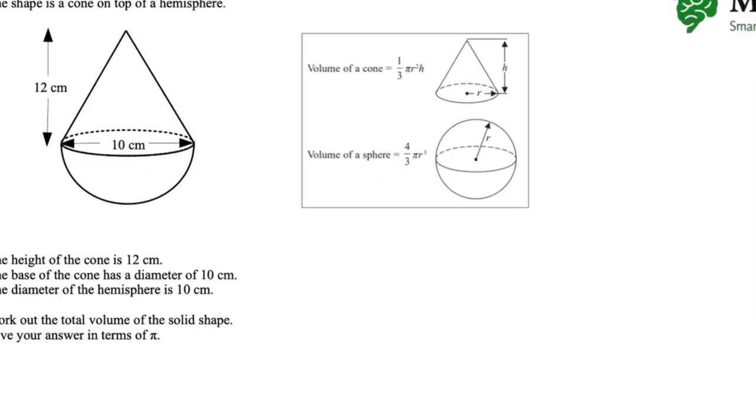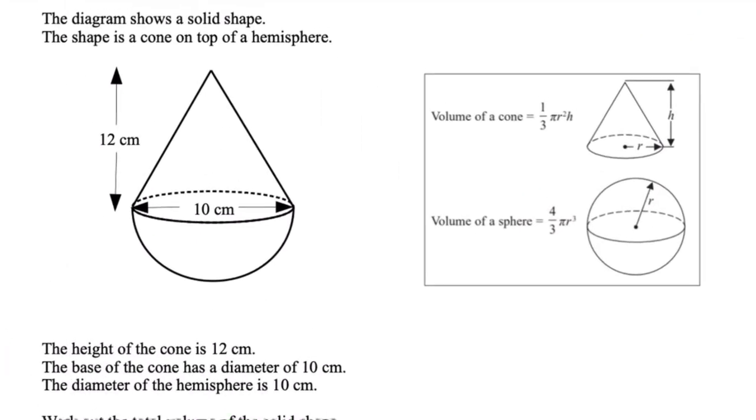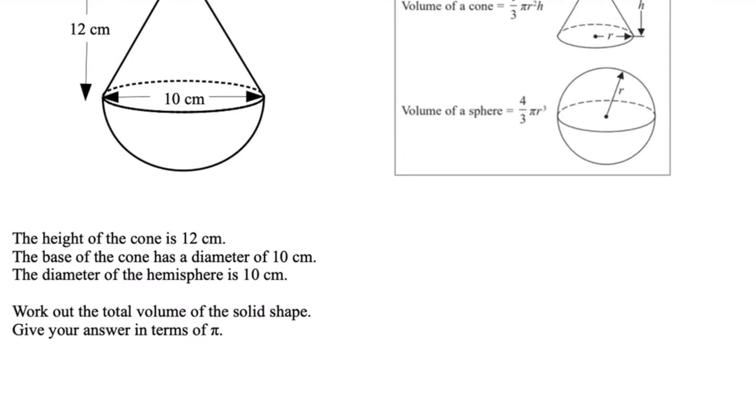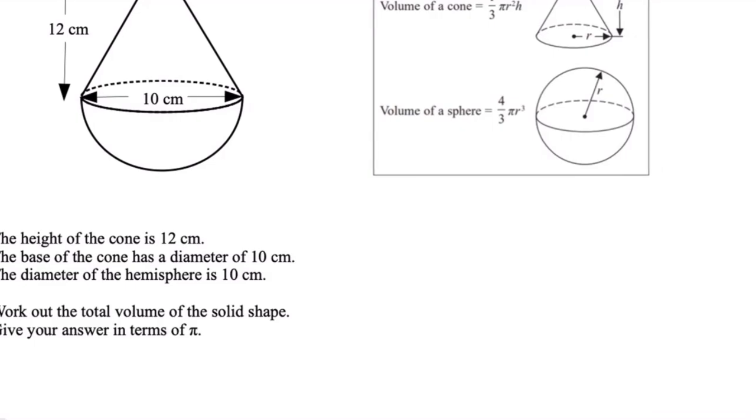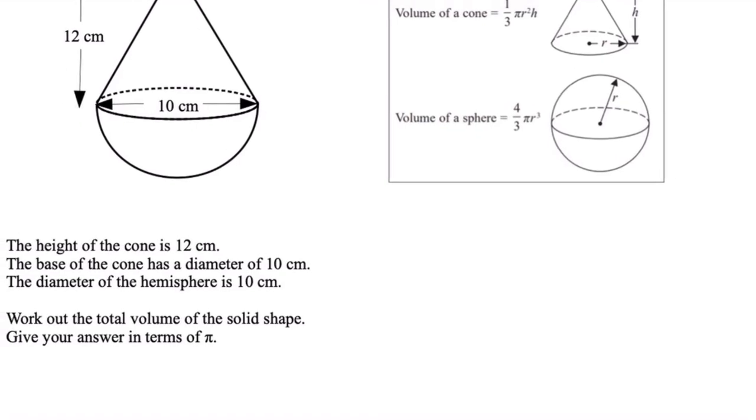So again, over here we have a cone at the top and it's sitting on a hemisphere, which is half of a sphere. It says the height of the cone is 12 centimeters. And it says that the base of the cone has a diameter of 10 centimeters, and we know that the diameter of the hemisphere is the same. It also has a diameter of 10 centimeters. We need to work out the total volume of this solid shape. So it's a cone on top of a hemisphere.